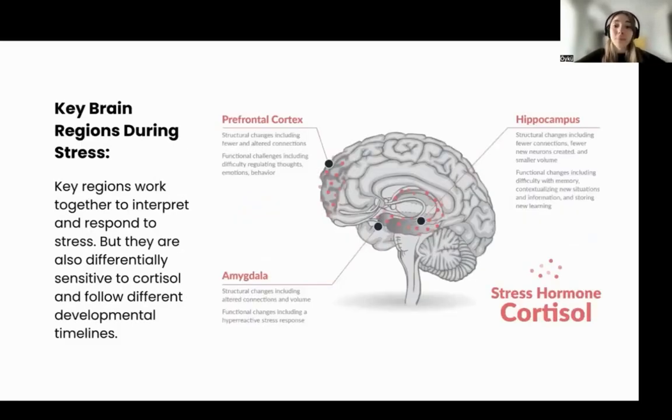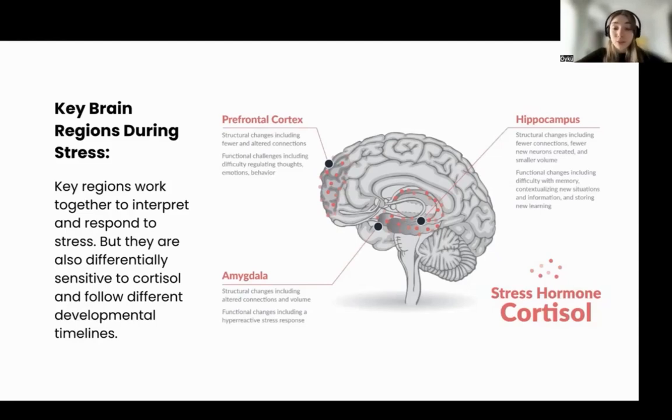So this diagram highlights the three core regions that are involved in stress processing. We see the amygdala, the prefrontal cortex, and the hippocampus. Obviously, these are not the only regions, but these three top core regions are the ones we see most affected. So the amygdala, which detects the stress: in terms of structural changes, we see altered connections and volume. And with functional changes, we see a hyperactive stress response, which is incredibly dangerous because we see enlargement in the amygdala, and that really weakens the connection that it has with the prefrontal cortex. So it's like a chain, and we break the chain.